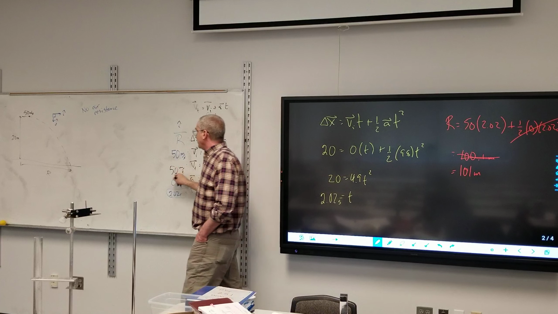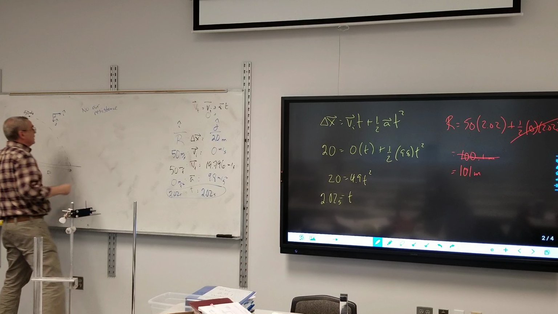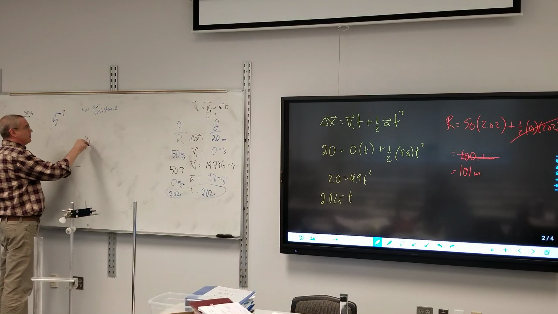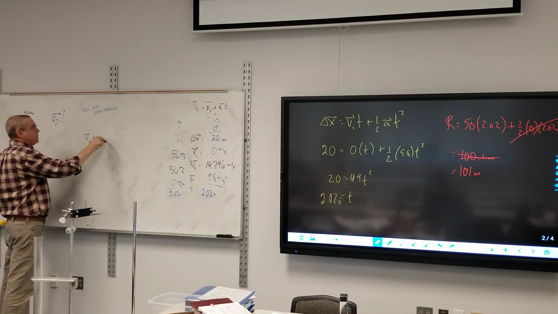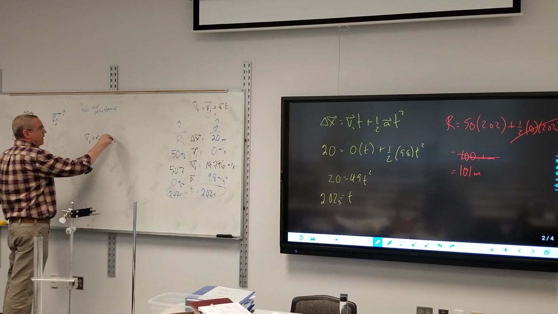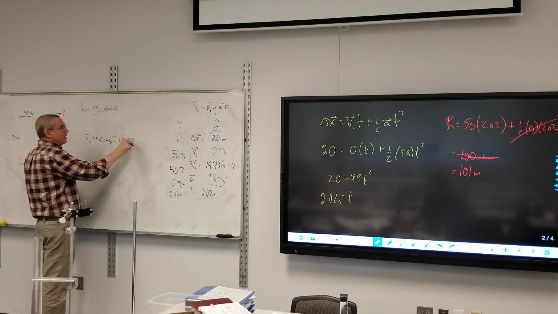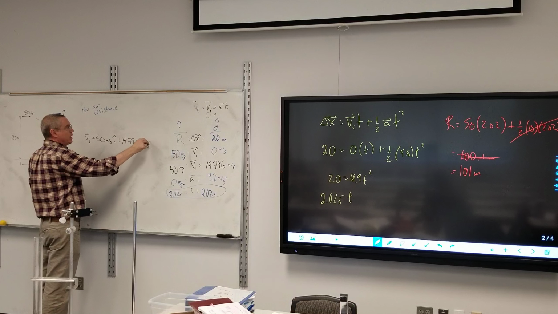And so our final velocity in rectangular form, given this convention, is 50 meters per second I hat plus 19.796 meters per second J hat.